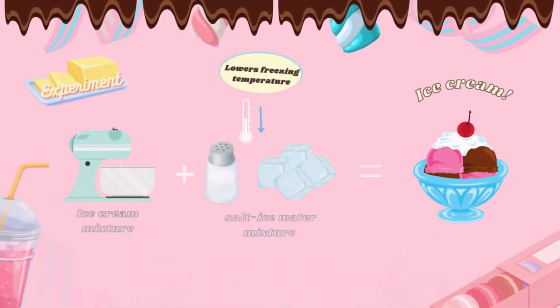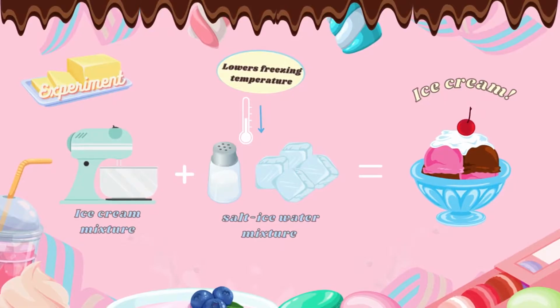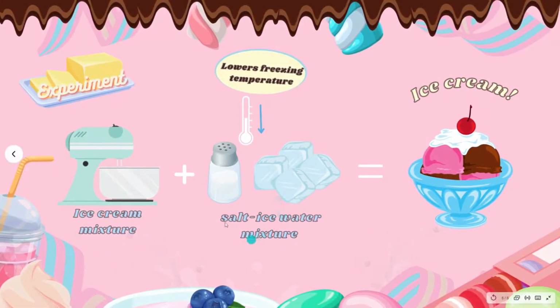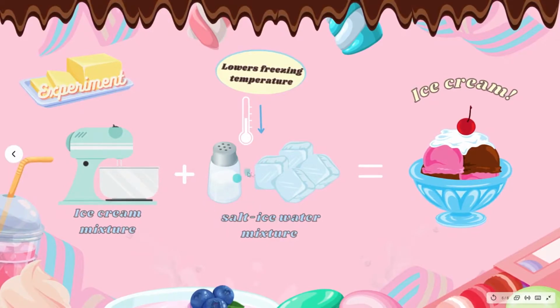Now for our experiment, we will be creating an ice cream mixture and another mixture composed of salt and ice water, which helps to create the texture of the ice cream because the added salt will lower the freezing temperature and help create the dessert known as ice cream.